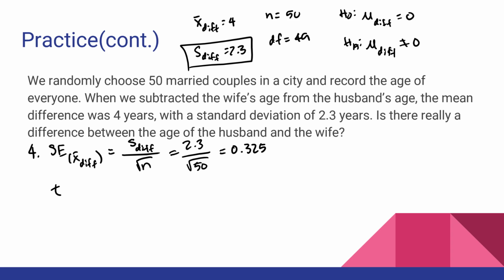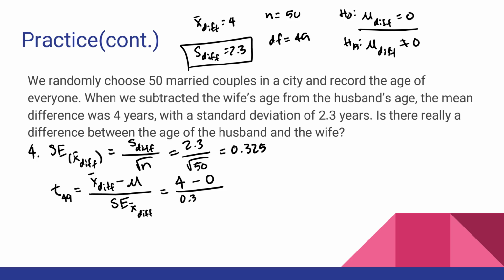With that standard error, we can now get our t-score. So t sub df, with the subscript of 49, is equal to our x bar diff minus our mu over the standard error of x bar diff. Our x bar diff we already know is 4, and then we assumed our mu to be 0, so minus 0 over our standard error of 0.325. That is equal to 12.298. So that is our t-score, and with this t-score we draw our t-model and flag our t-score.